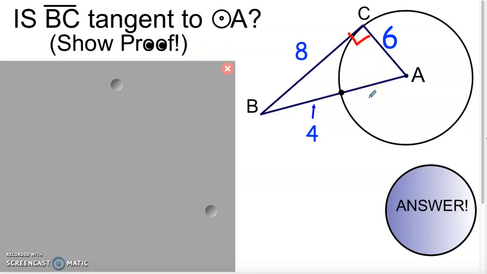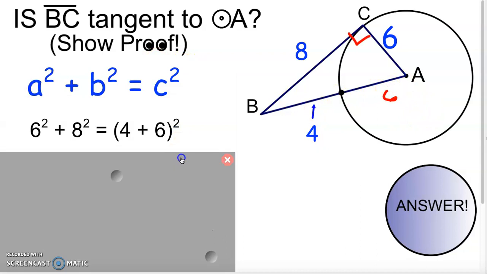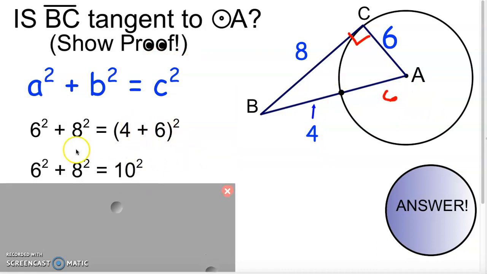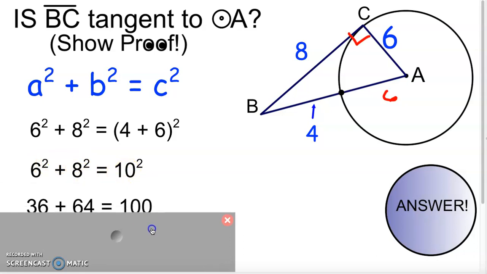All right, so same deal here. Is segment BC tangent? So we use the Pythagorean theorem. So we're going to go a squared plus b squared equals c squared. Well, the radius here is 6, so the radius here is also going to be 6. So I'm going to have 6 squared plus 8 squared and see if that equals (6 plus 4) squared. And 6 plus 4 squared is 10 squared. And this is another one of our Pythagorean primitives. So we have 6 squared is 36, 8 squared is 64, 10 squared is 100, and 64 and 36 added together is 100. So this one is a yes.